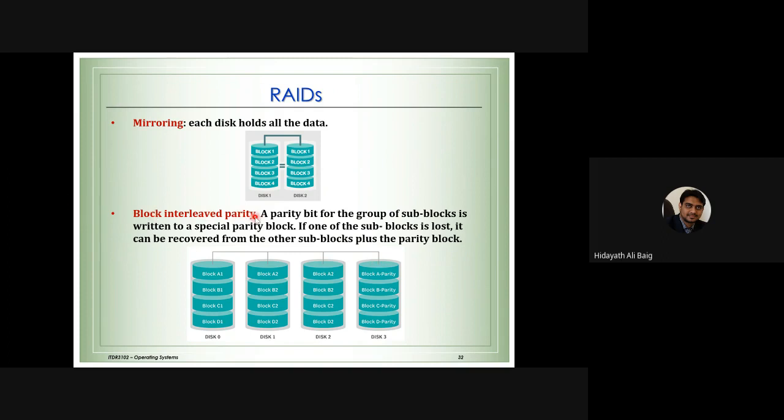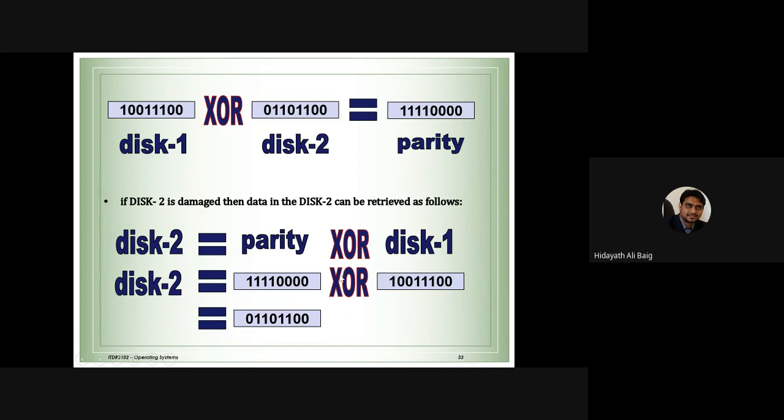So block interleaved parity: first of all, a parity bit for a group of subblocks is written to a special parity block, meaning the information about these blocks is stored in the parity block. Let's see how it is created. This is disk 1, this is disk 2. How is the parity block created? With the help of XOR. I hope every one of you remembers the XOR truth table. We know the truth tables from computer organization, the OR table and the AND table, the gates you have studied. I put one slide here to help you remember the XOR concept.